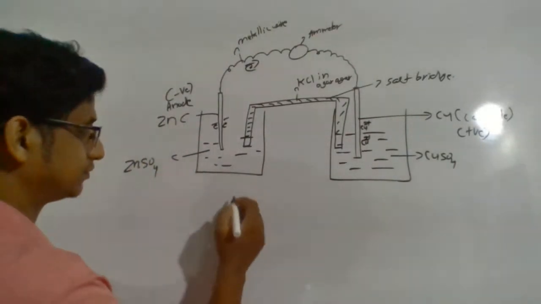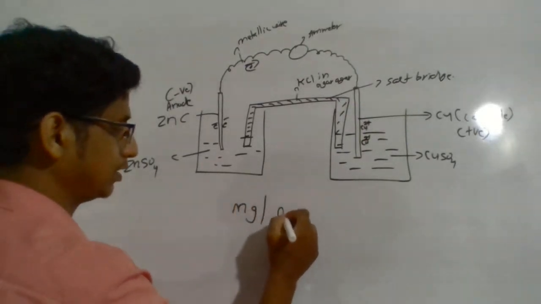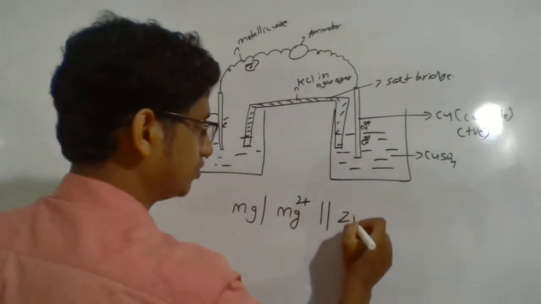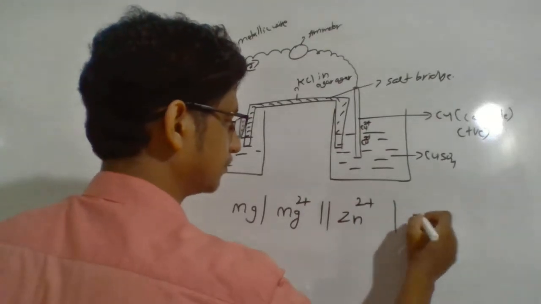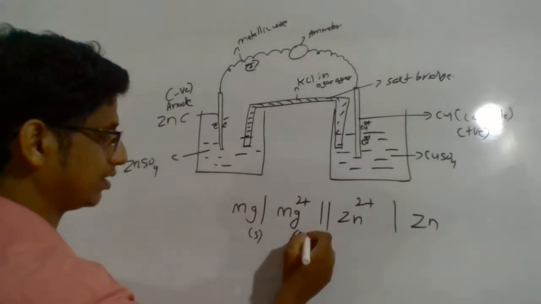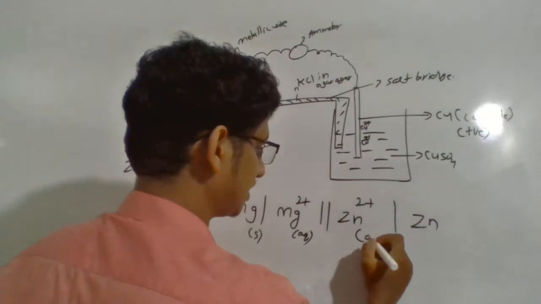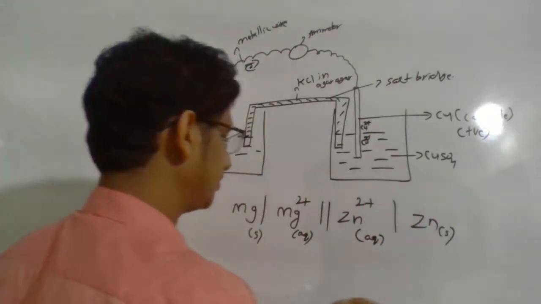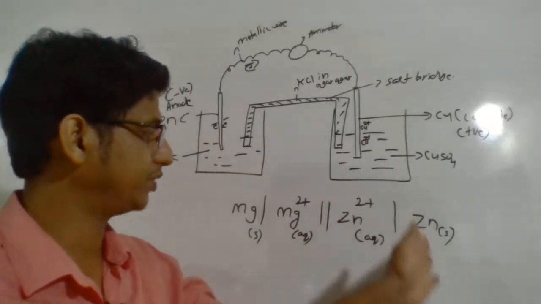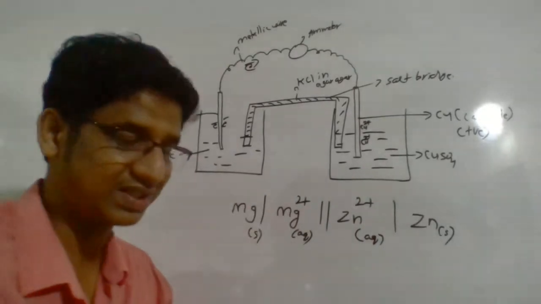For example, magnesium, Mg2+ ion, Zn2+ ion, Zn. Magnesium solid, Mg2+ ion in the aqueous form, and Zn2+ in the aqueous form, zinc in the solid form. So look at here. Generally on the left hand side it will be anode, right hand side it will be cathode. Look at this particular cell, because you can construct any type of cell.